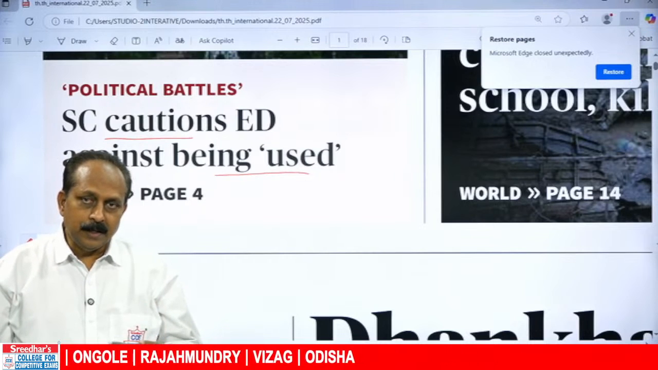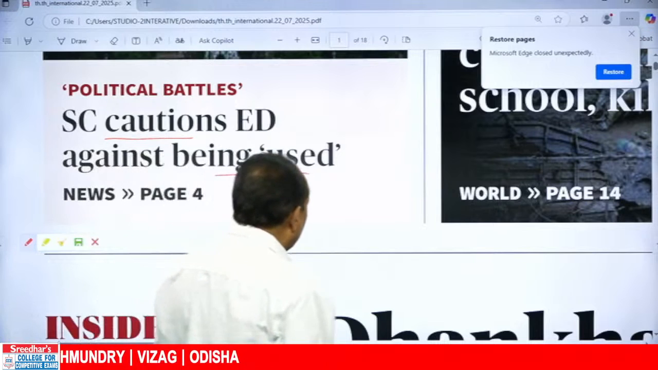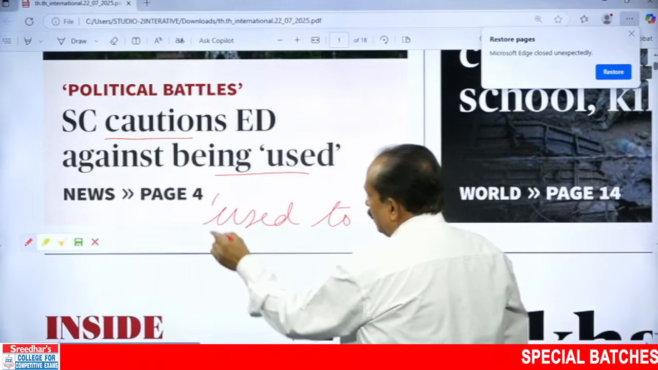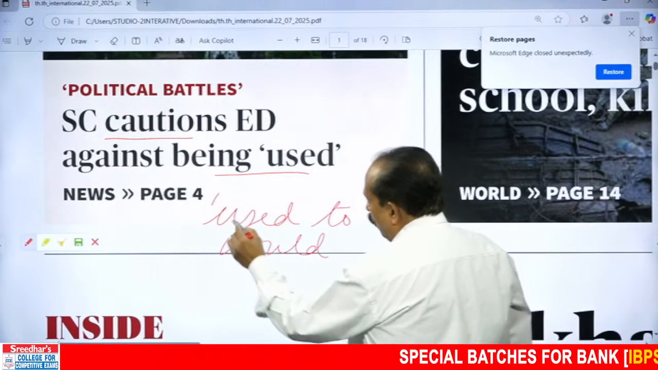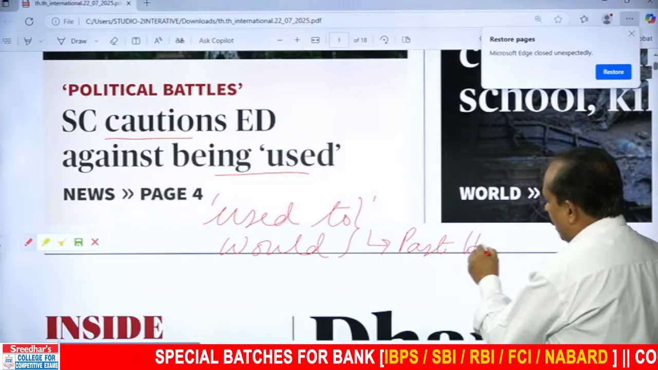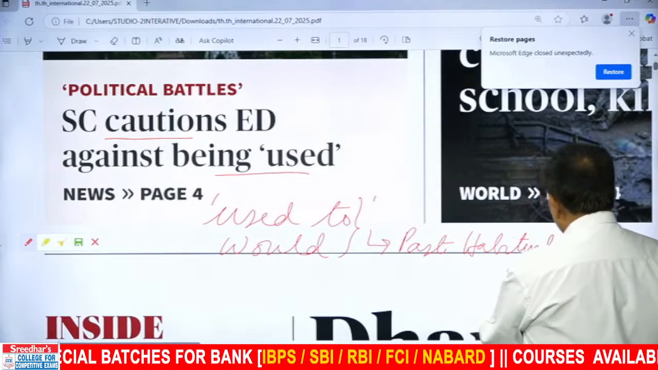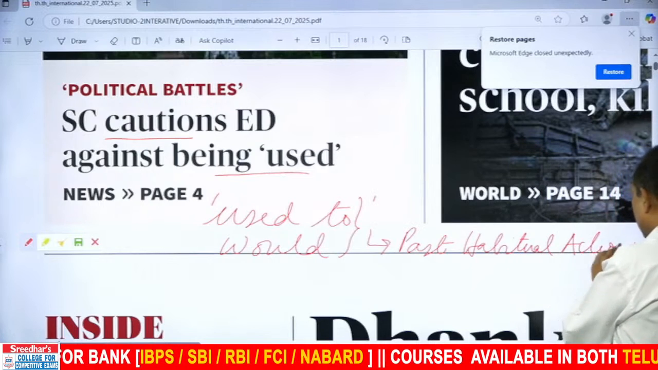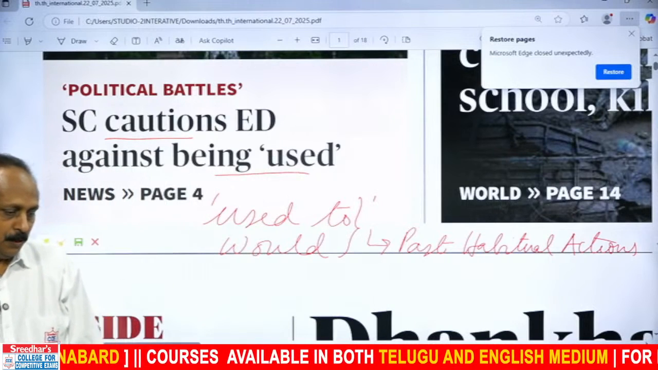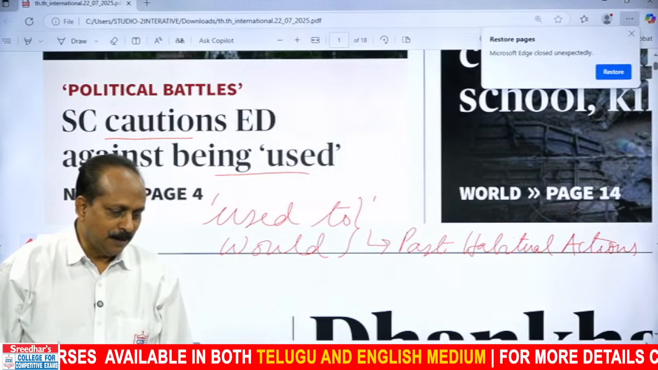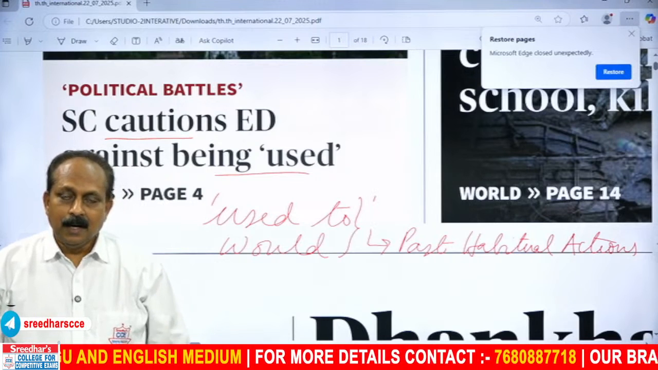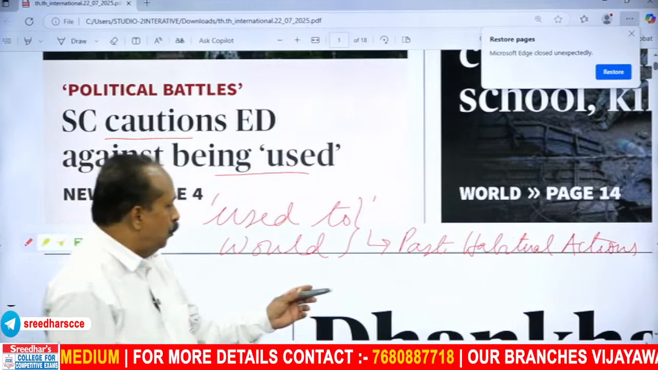But once you look at the word used to, there's something to learn from the exam point of view. The very first one, used to, and there's another helping verb, would. Both are used to express past habitual actions. What are they used for? Past habitual actions. In our country, a lot of people depend on used to.